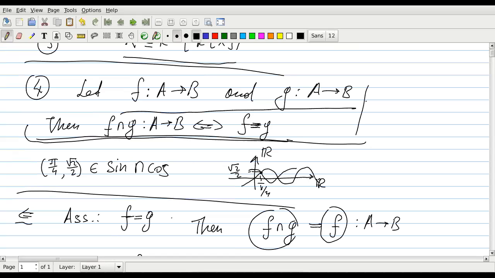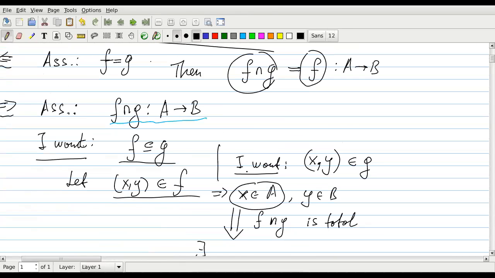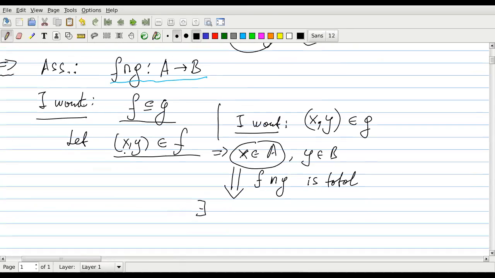We are given that they are both functions from A to B, but we have to prove that they are the same. That is, in this particular case, xy is an element of G. So the intersection is total. That means, what does it mean? By definition, there exists z such that what?